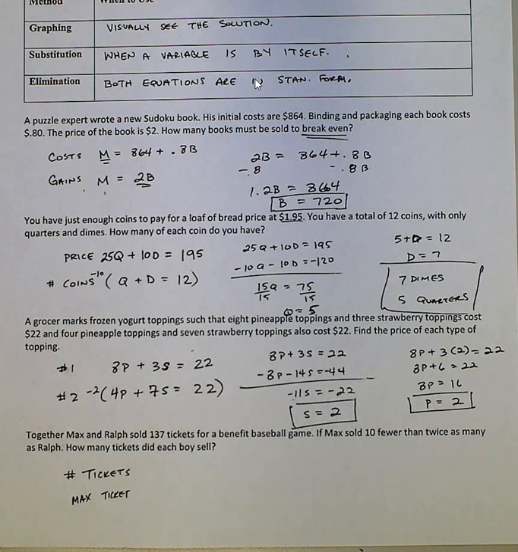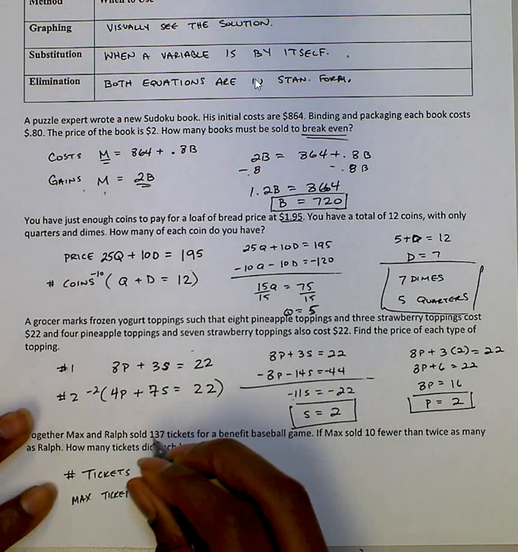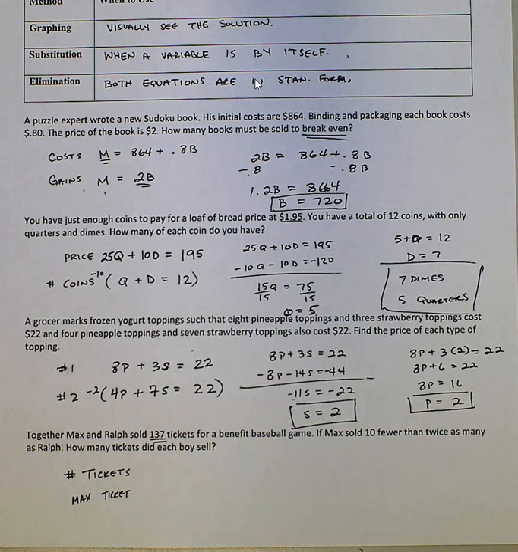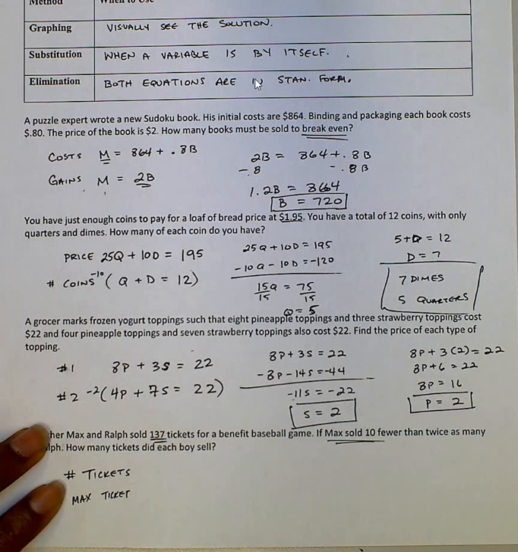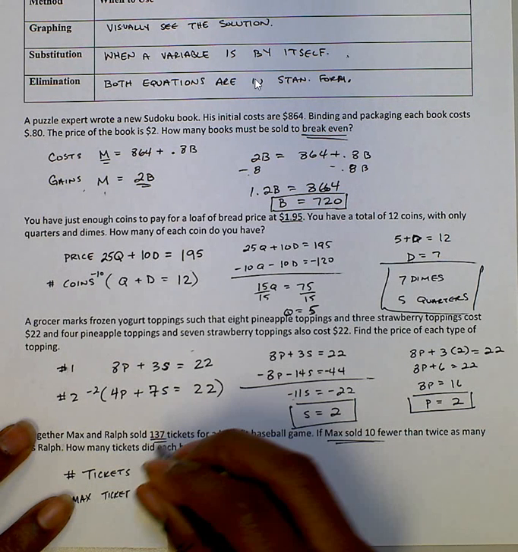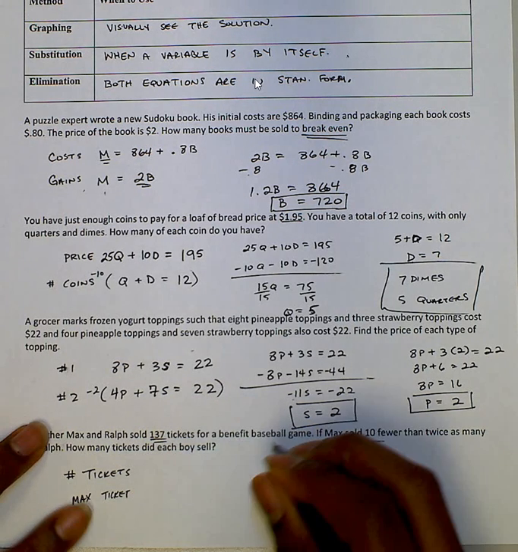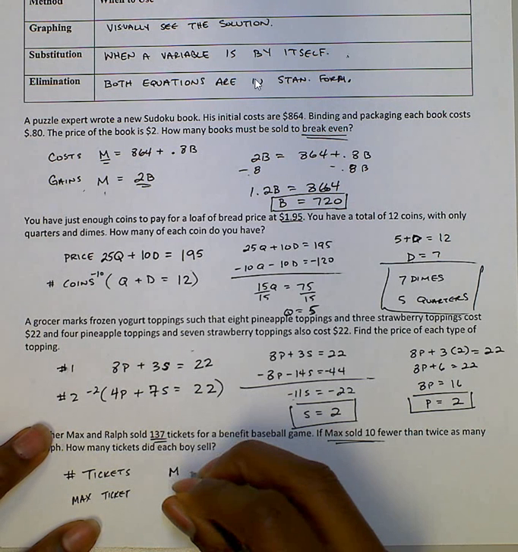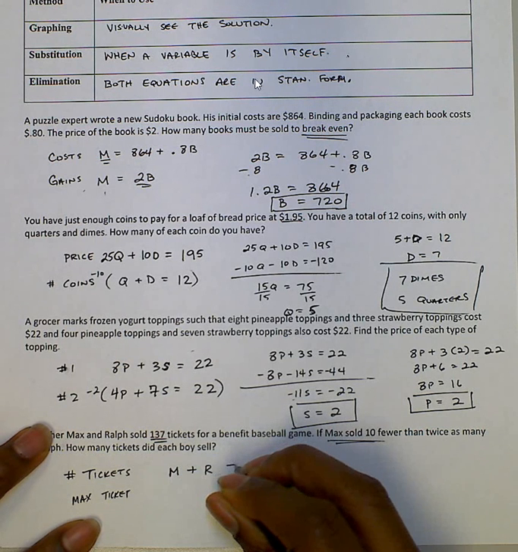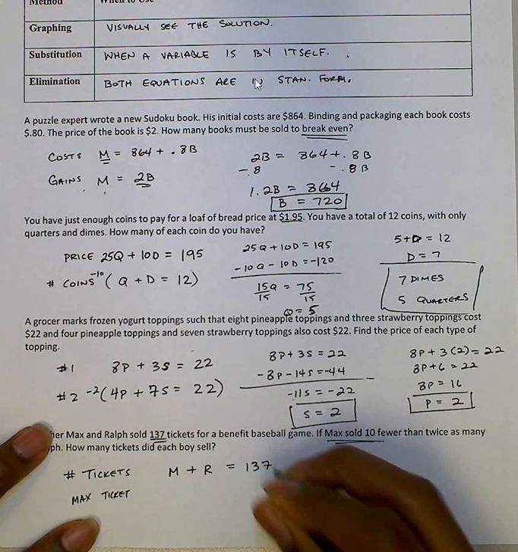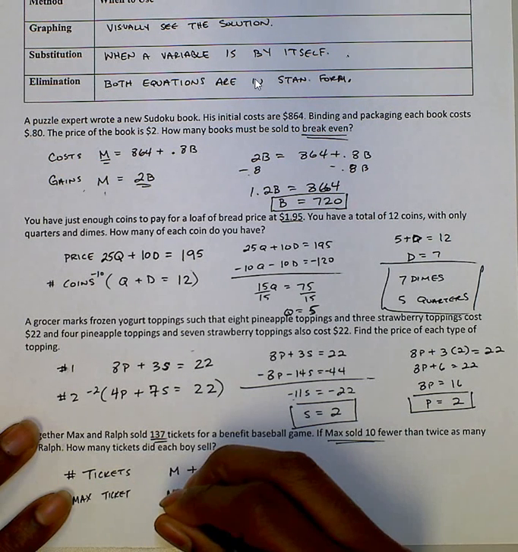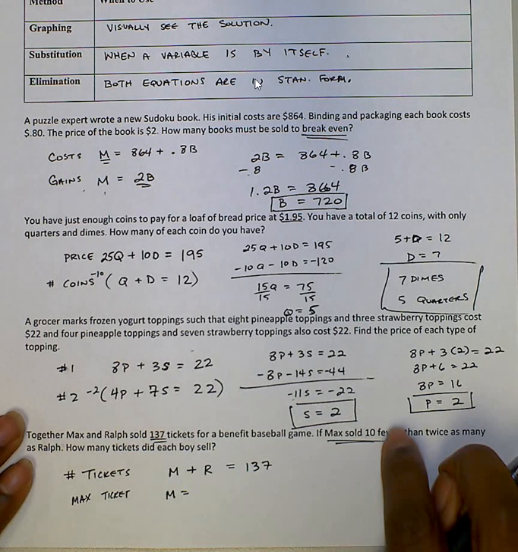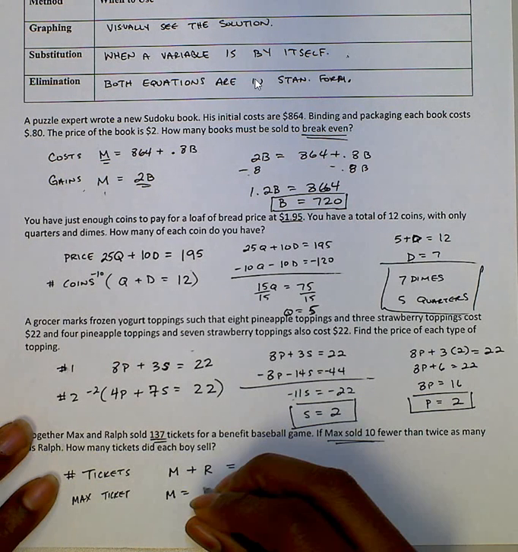That usually tells us what they're talking about. So they told us the total of tickets is 137, and they told us kind of a total for Max. So tickets for Max and Ralph, I'll just say M plus R. And they both sold tickets. They sold 137. And then they told us Max sold 10 fewer than twice as many as Ralph. So twice as many as Ralph minus 10.